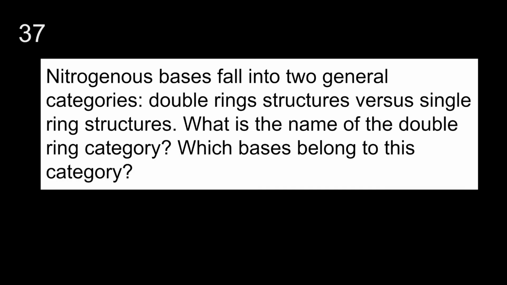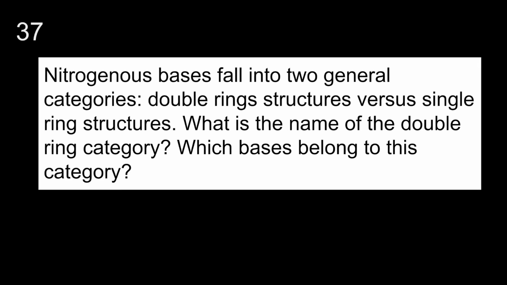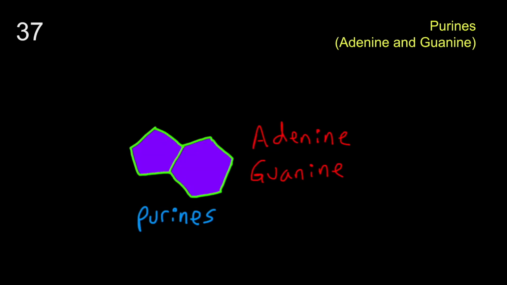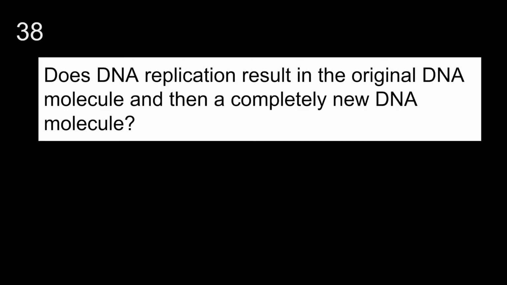Question 37. Nitrogenous bases fall into 2 general categories: double ring structures versus single ring structures. What is the name of the double ring category? Which bases belong to this category? So remember, TC lives in a pyramid, and pyramids are made out of a 1-ring base. So I know that thymine and cytosine belong to pyrimidines, which means that the other ones belong to purines. All right, so the answer is purines, and adenine and guanine belong to purines. Question number 38. Does DNA replication result in the original DNA molecule and then a completely new DNA molecule?